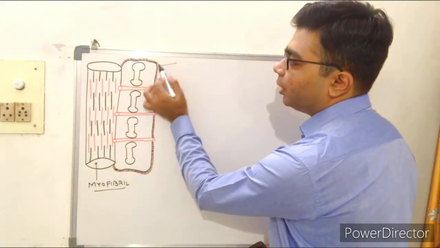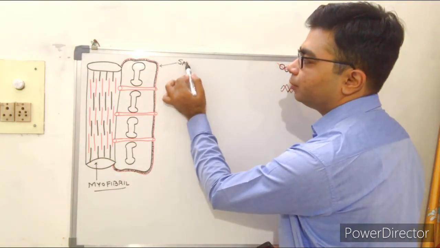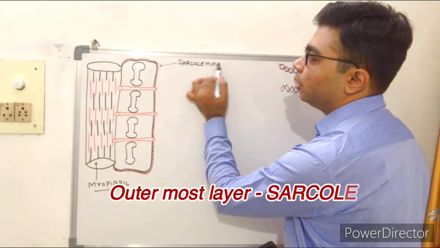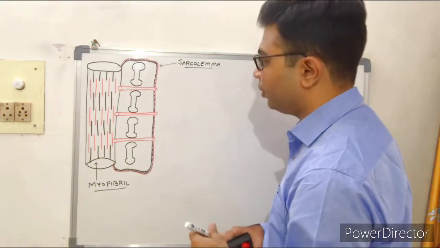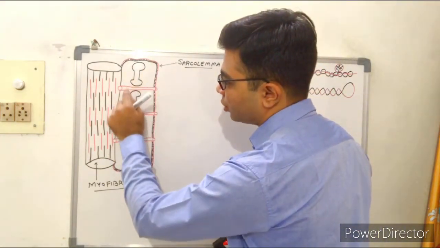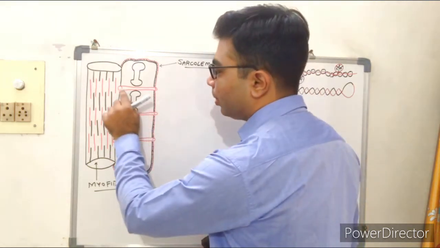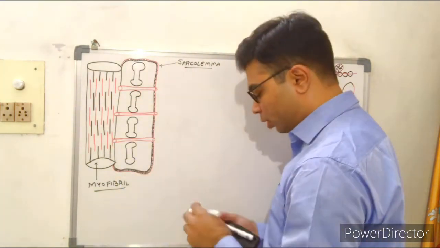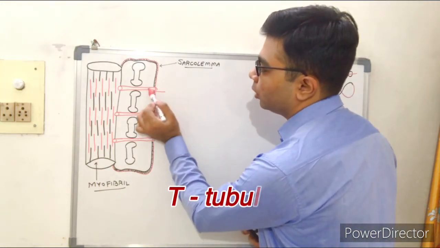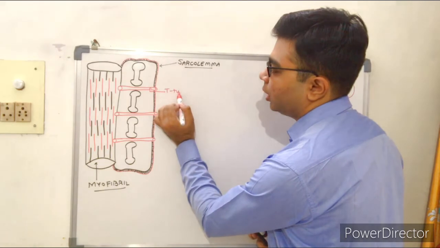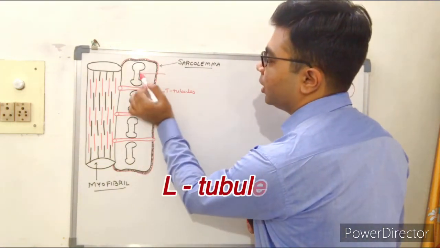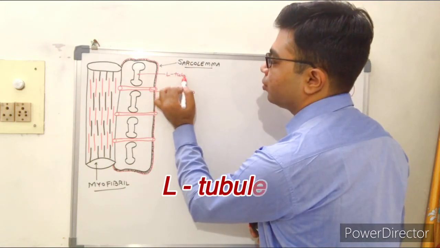The outermost layer is termed as a sarcolemma, which is a plasma membrane. Sarcolemma, which is the outermost layer. Now, in this, as you can see, these structures, these transverse tubules are known as T-tubules, and the longitudinal one is known as L-tubules.